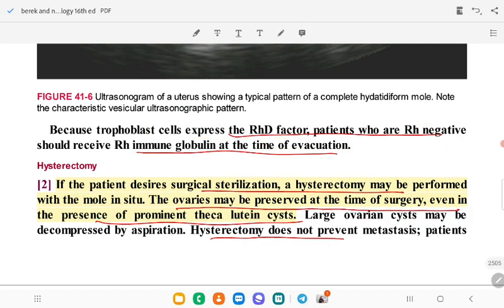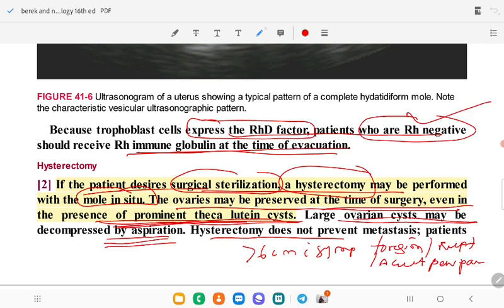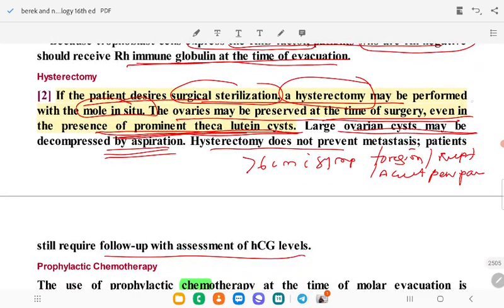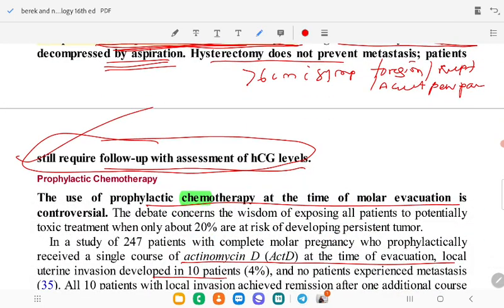Hysterectomy. Don't think that after doing hysterectomy everything is lost, or that everything has been cleared, but nothing like that. Hysterectomy doesn't prevent metastasis, and the patient still has to be followed until the beta hCG level falls.